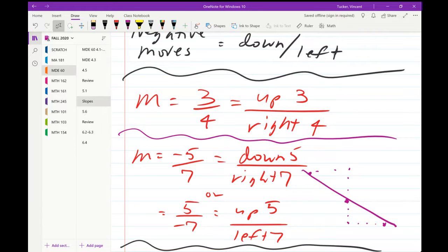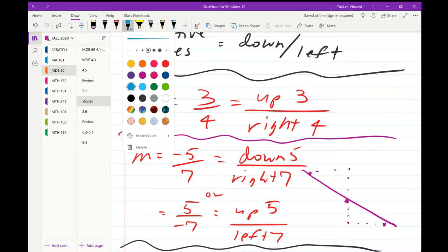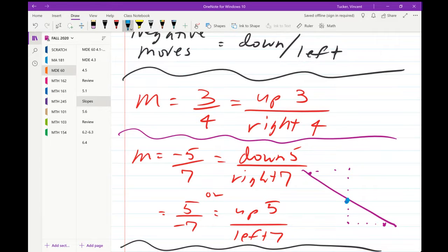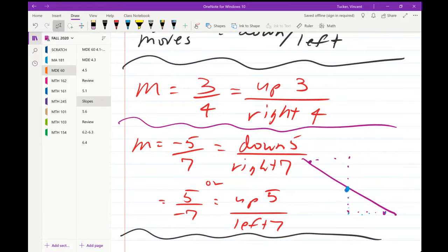So if you decide to give it to the top, negative 5 over positive 7, that means I would have my point in the middle. Let's say my point is right here, I would go down 5 and then right 7. Now, I could give the negative to the bottom. It's up to you. That means I have a positive 5 over a negative 7. In that case, I will go up 5 and then left 7. Either way, I will still get the same line generated. So it's up to you. But you only give the negative to one, either the top or the bottom. You do not give that negative to both.